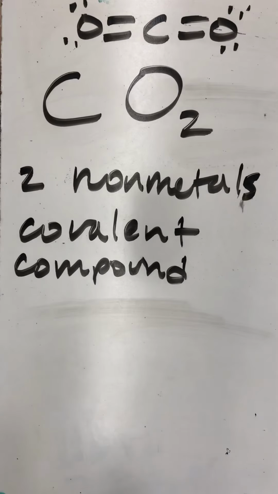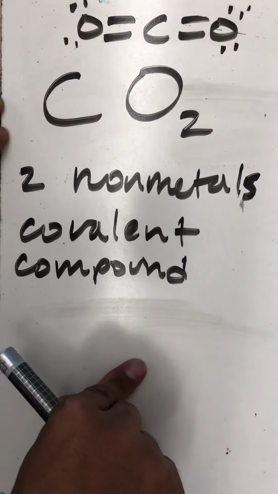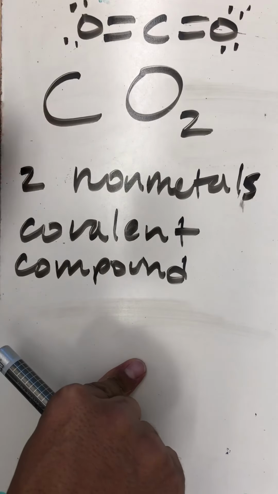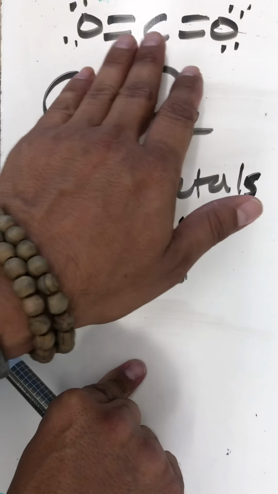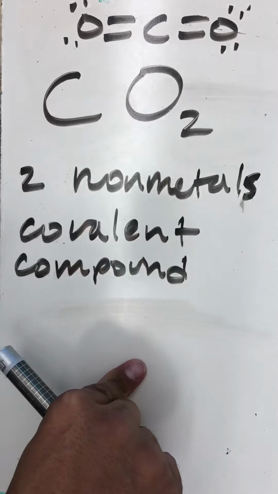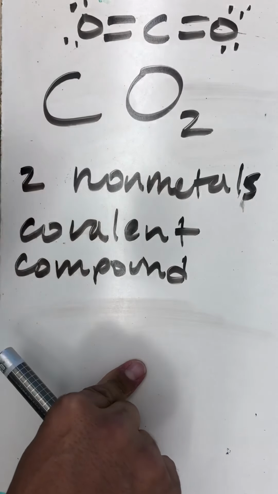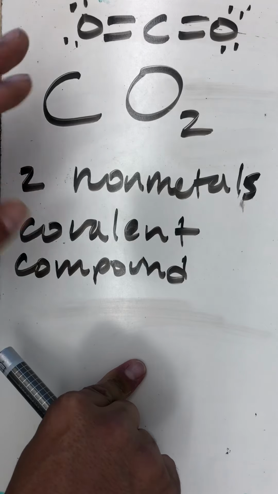Hey everybody, let's talk about naming compounds, and we'll start out with naming covalent compounds. This right here, CO2, if we drew the Lewis structure, we'll have C double bonded to O and O right there, and you'll see that there's one carbon for every two oxygens.